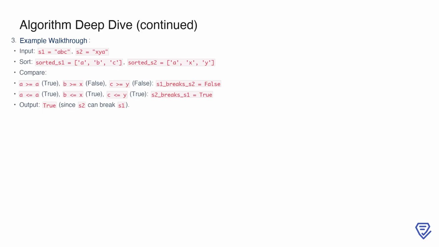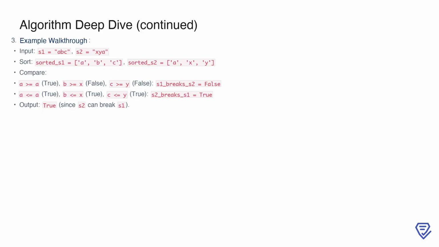On the other hand, for S2_breaks_S1, all comparisons succeed: A equals A, X is greater than B, and Y is greater than C, so S2_breaks_S1 remains true. Since S2_breaks_S1 is true, the algorithm outputs true, indicating that S2 can break S1.